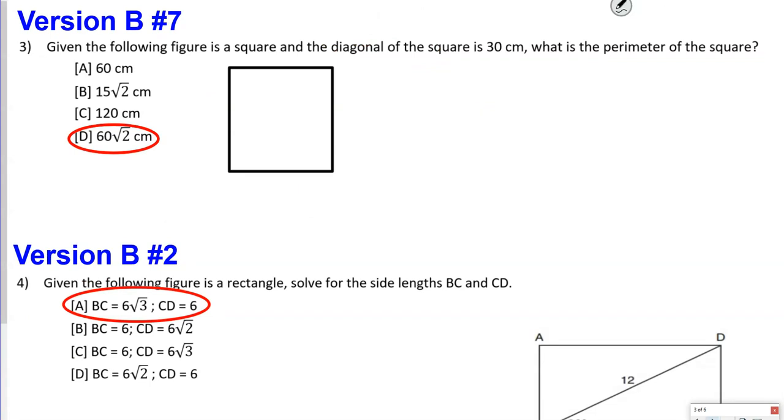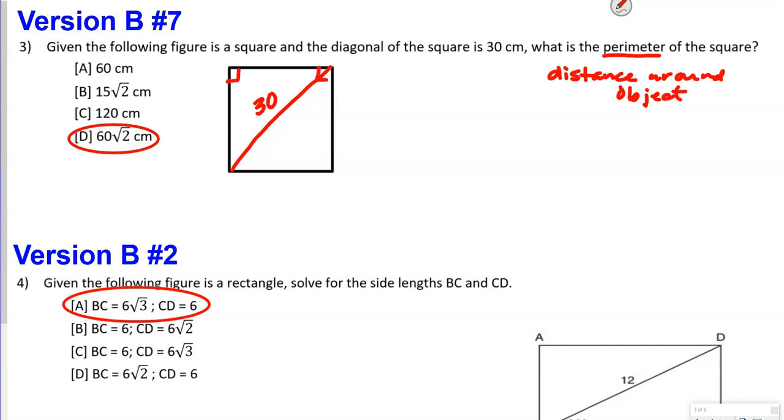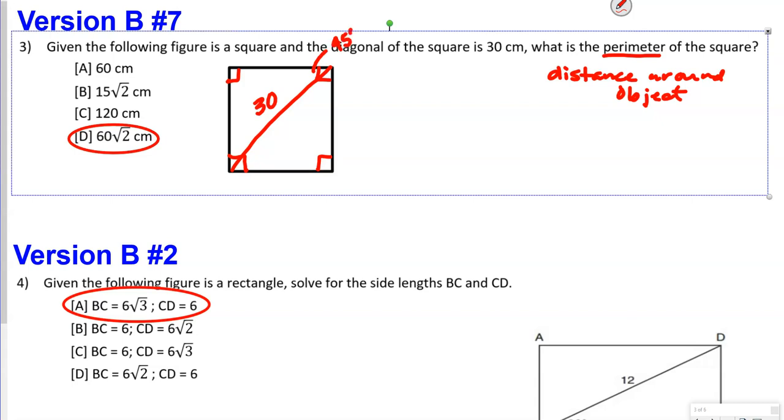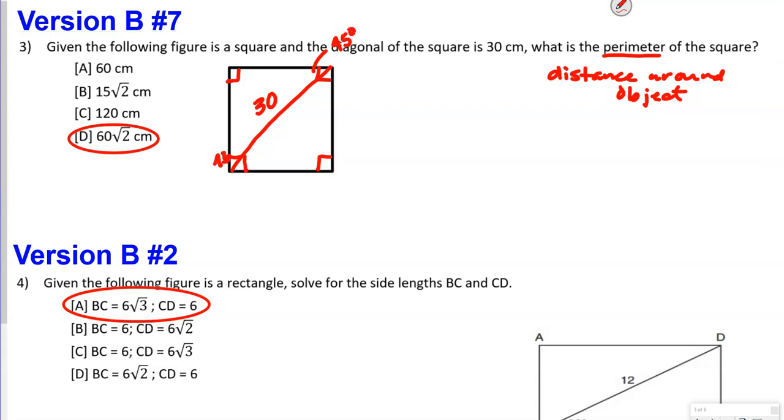Our next one says, given the following figure is a square, and the diagonal is 30 centimeters, what's the perimeter? So this is our diagonal. We are given that part, right? And it says perimeter. Do you know that perimeter means the distance around an object, right? Okay. So first of all, you should know that a square has 4 right angles, yes? And that the diagonal of a square, because squares are rhombi, bisects those angles. So this is 45 degrees up here, and this is 45 degrees right there, okay? So that means this is a 45, 45, 90 triangle, right?